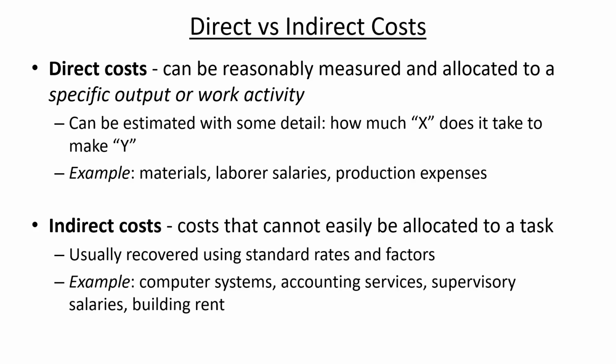So if you're using computer systems to manage an industrial process, or accounting services, or the rent of a building, those are all indirect costs which you have to cover, but it's not as easy to say how much of it is being used for a certain output of what's being produced.